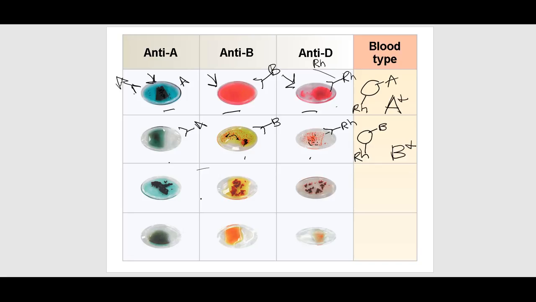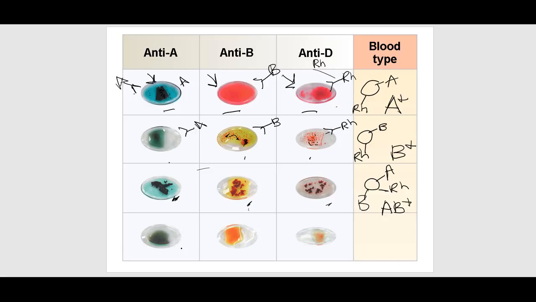Again, we did the same thing here. We put blood in each trough, and then we add our antibodies. We have clumping here in A, so that means we must have A antigens. We have clumping in B, so we must have B antigens. And we have clumping in RH, so we must also have RH antigens. That means that our blood type is AB positive.